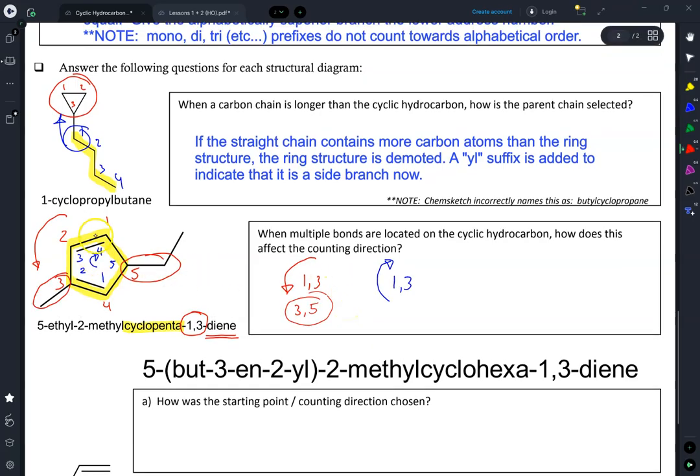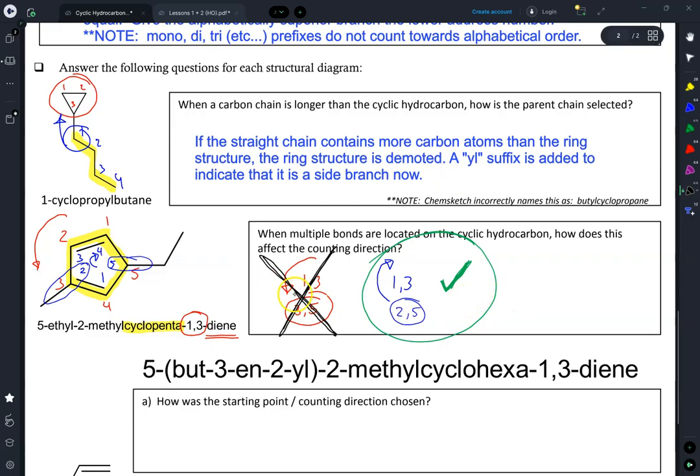With the red counting direction, my address numbers for the branches are 3 for the methyl and 5 for the ethyl, so 3 and 5. But with the blue counting direction, the address numbers for my branches are 2 for the methyl and 5 for the ethyl, 2, 5. So at this point, we're going to have to use the rule of first difference. Since 2 is a lower number than 3, the blue counting direction is correct, and we have to eliminate the red counting direction.